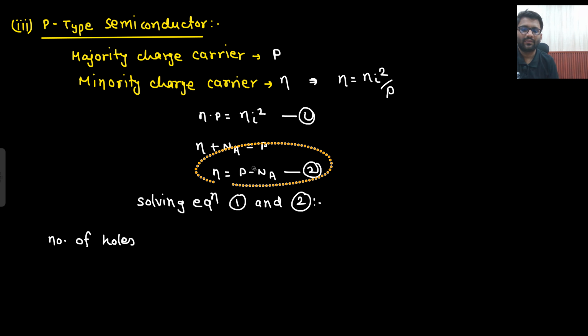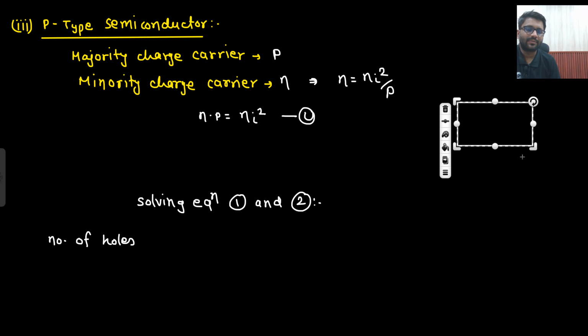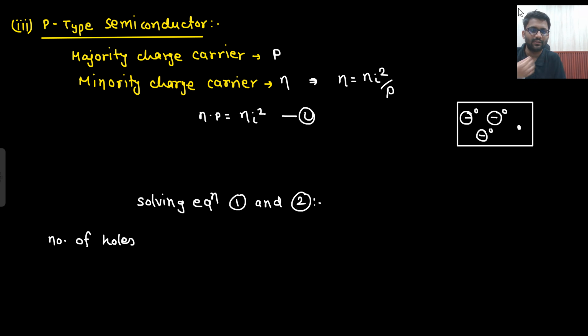Now let's write down these equations again for the P-type semiconductor. Wait a second, guys. So this was your P-type semiconductor. What was the scenario? Acceptor atom was there, holes were there, acceptor atom, holes, acceptor atom, holes. Acceptor atoms are negatively charged particles. Plus, who else is a negatively charged particle? Electrons. And the positively charged particles are holes.